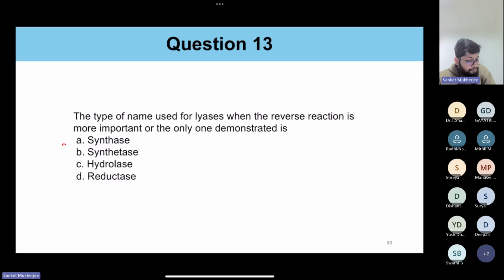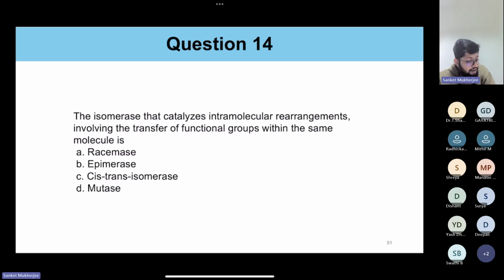Synthase would be the answer. Question number 14. The isomerase that catalyzes intramolecular rearrangement involving the transfer of functional group within the same molecule is called racemase, epimerase, cis-trans isomerase, or mutase. We have discussed this. Racemase. Not really. It is mutase. Yes. So intramolecular transferases are mutases.